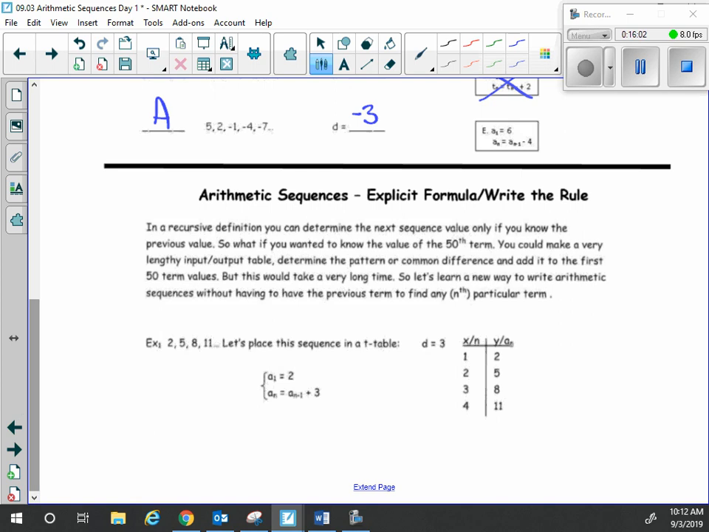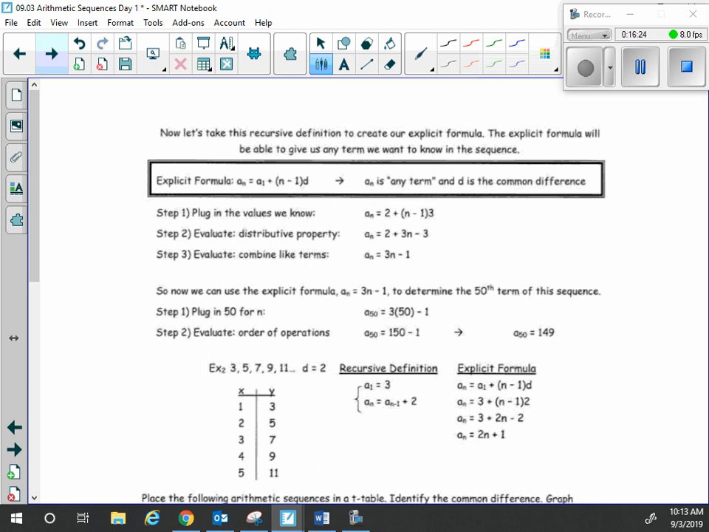So right here, I've got 2, 5, 8, 11. My first term is 2. My second term is 5 because that recursive rule says the common difference is 3, right? Okay. So what your explicit rule says is that you're going to take the first term and you're going to add the common difference times n minus 1.